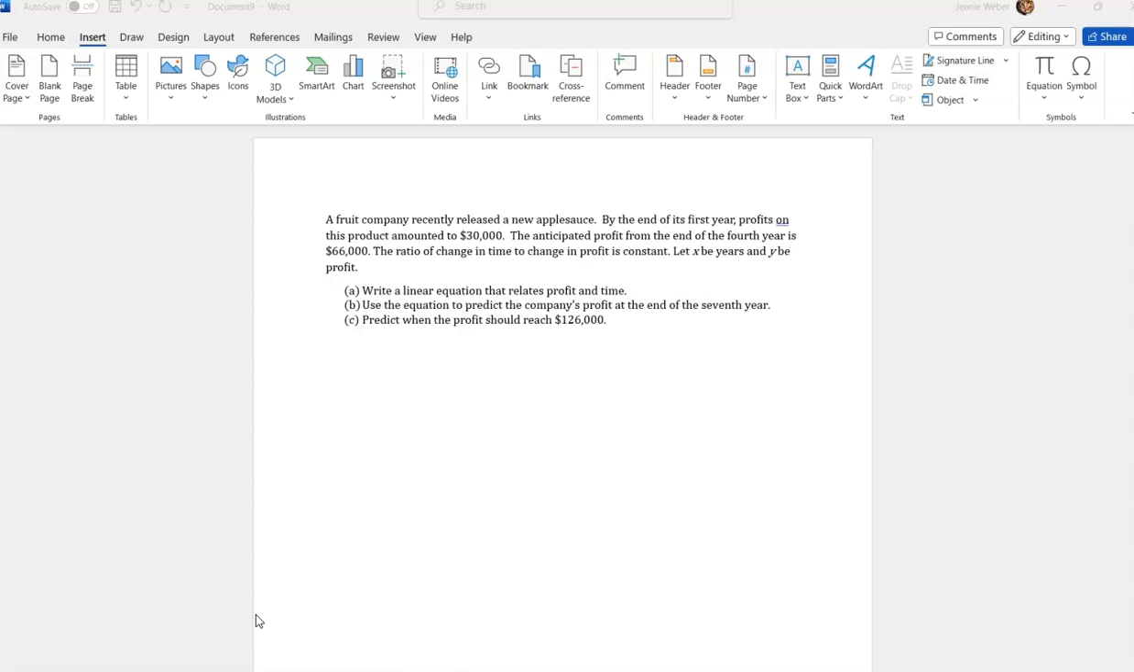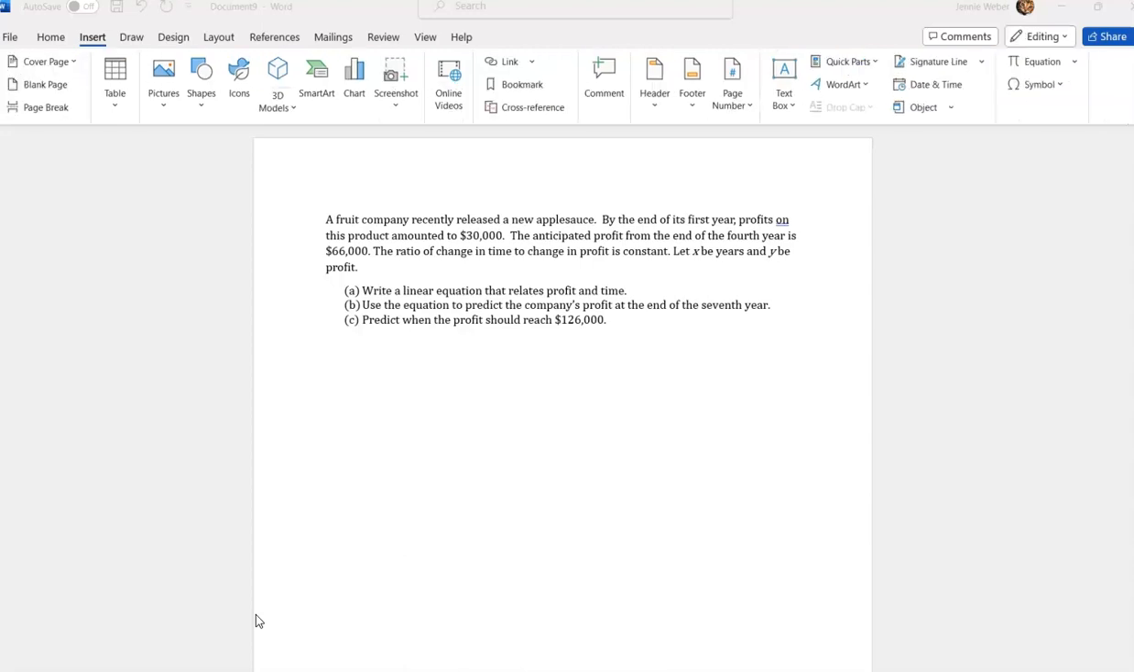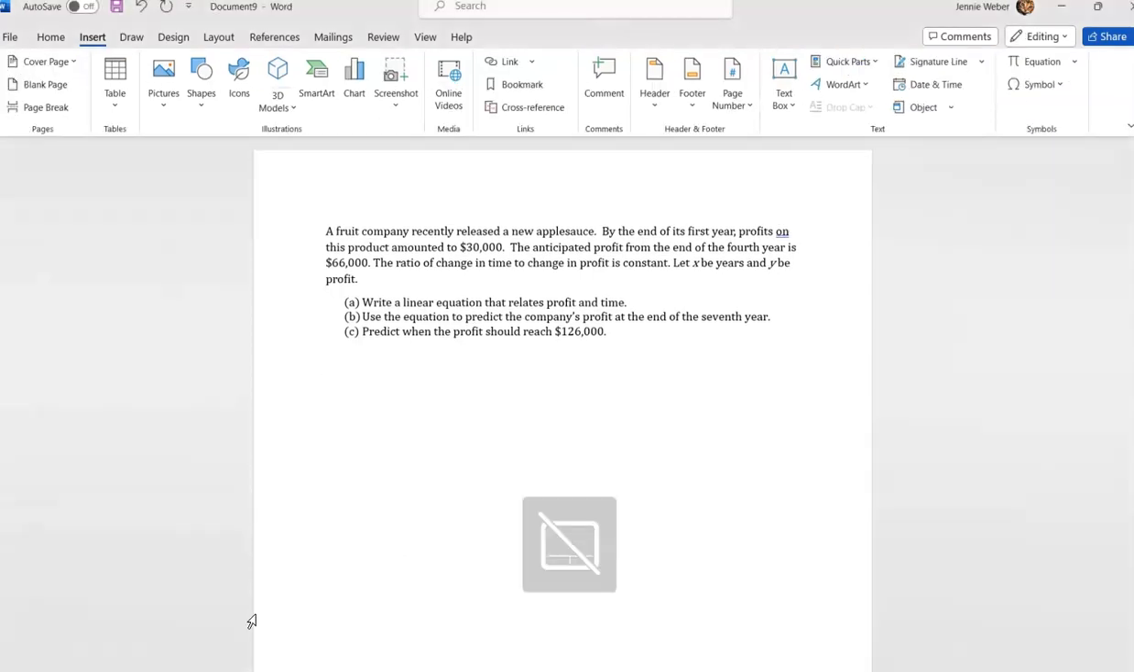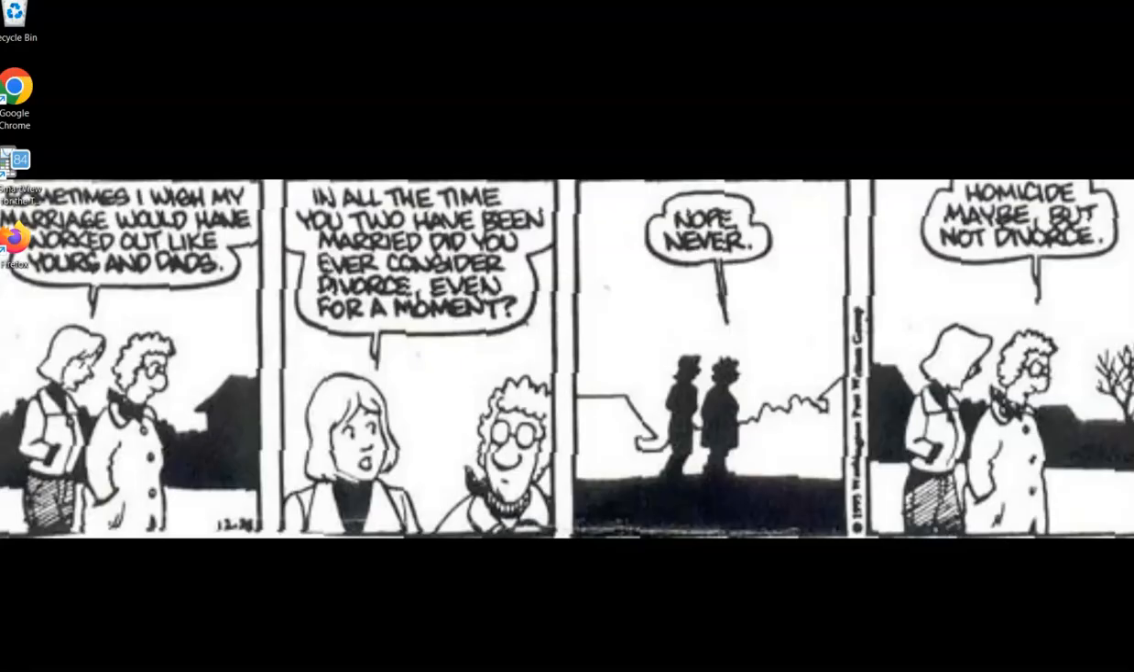Let X be years and Y be profit. Write a linear equation that relates time and profit. So I need to write an equation, what do I need? I need two things. I need slope.